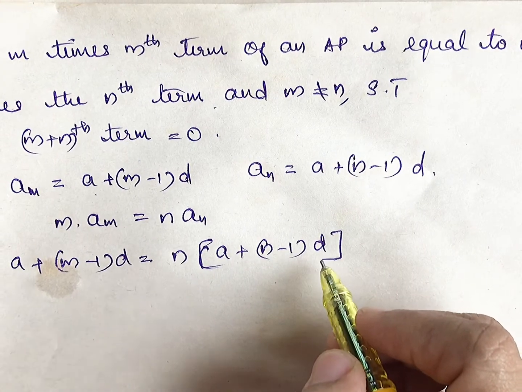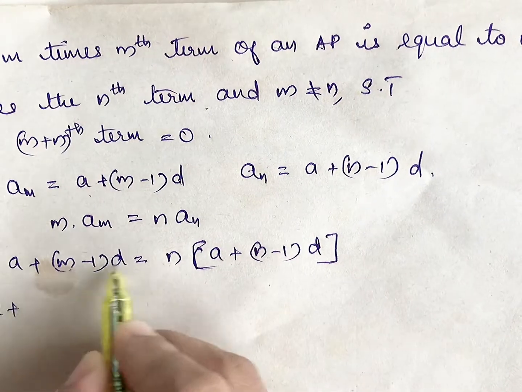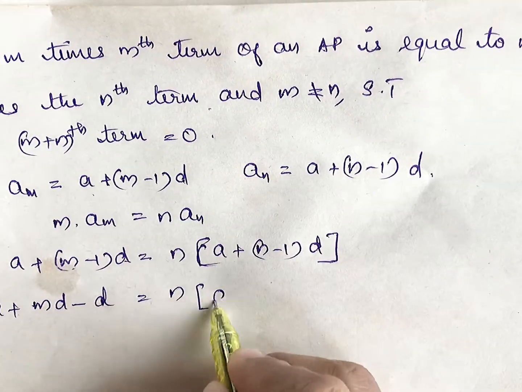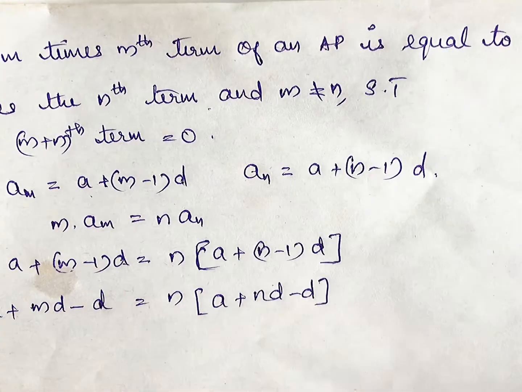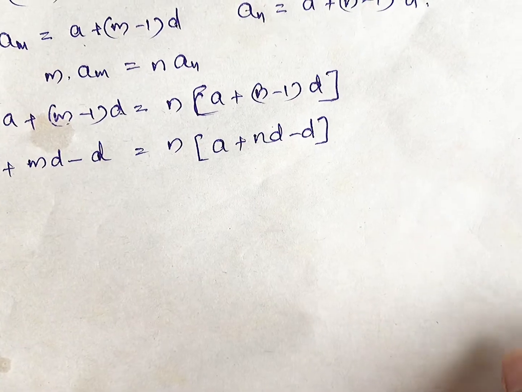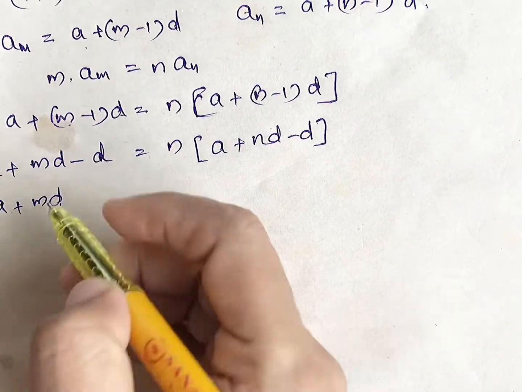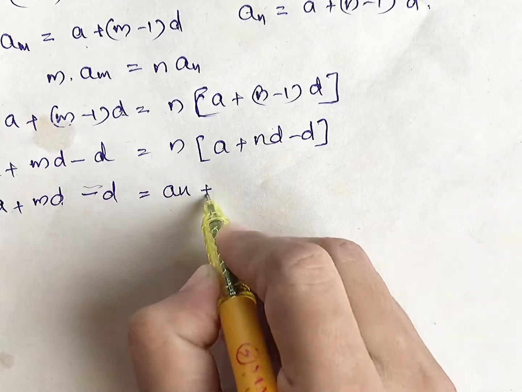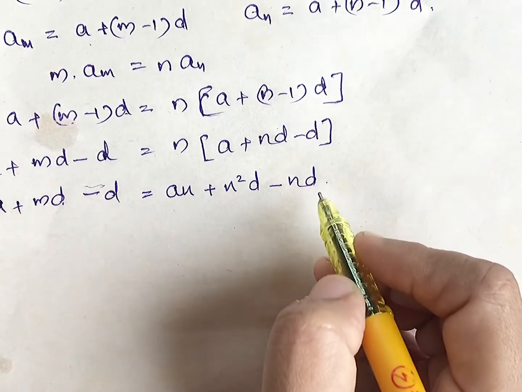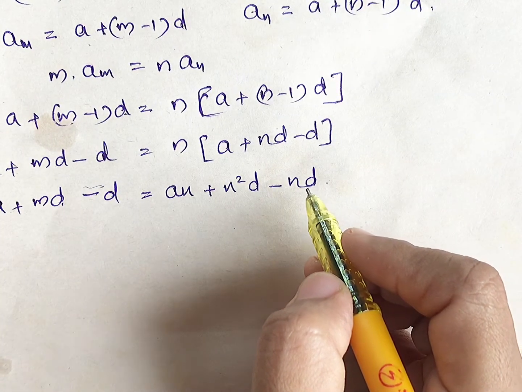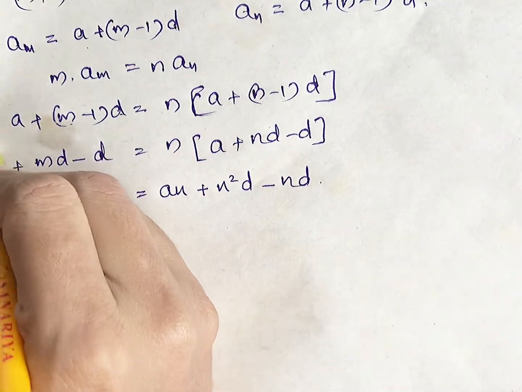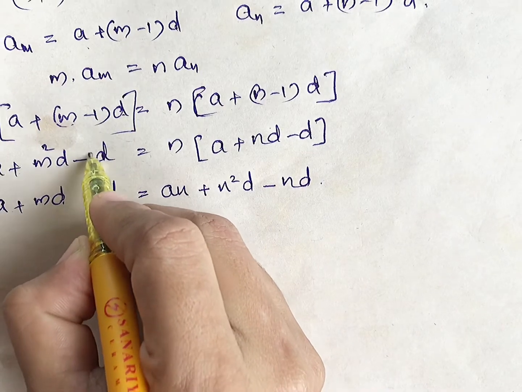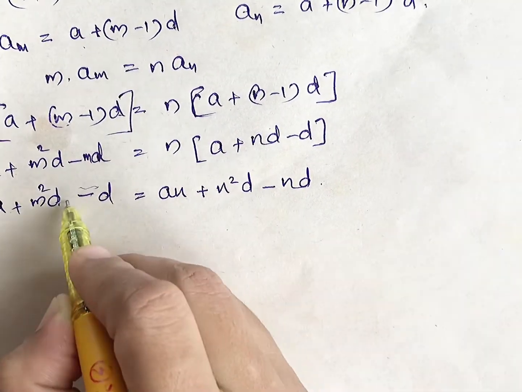Okay, let us expand it on both sides. We will get ma plus m into (m minus 1) into d, which becomes ma plus m square d minus md, is equal to na plus n square d minus nd, right?